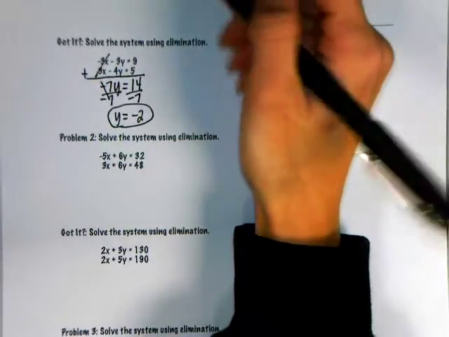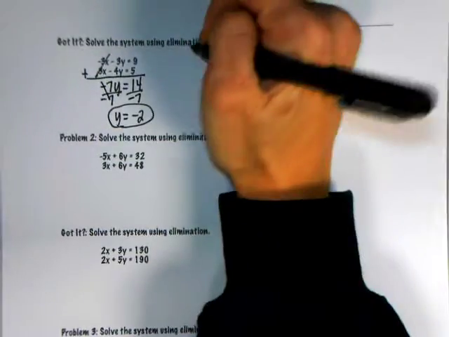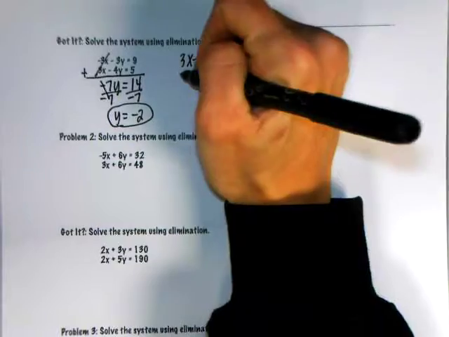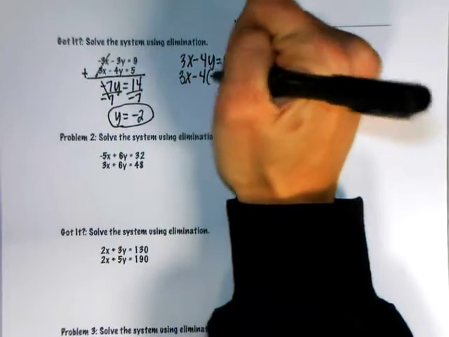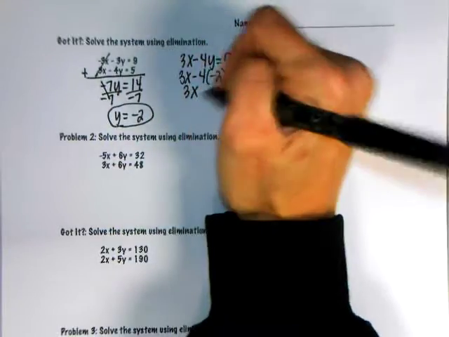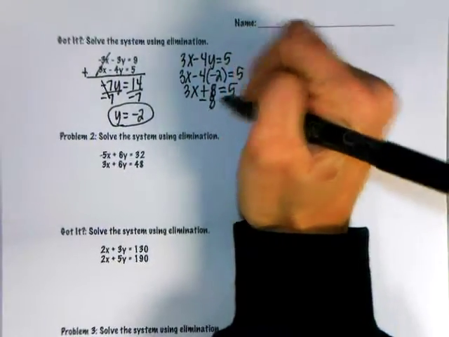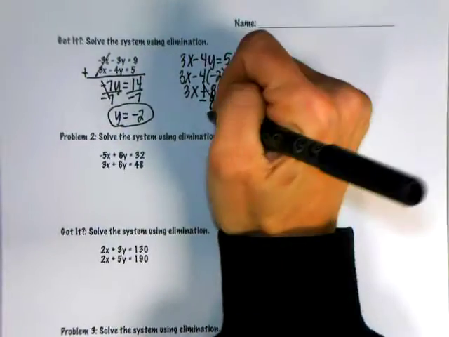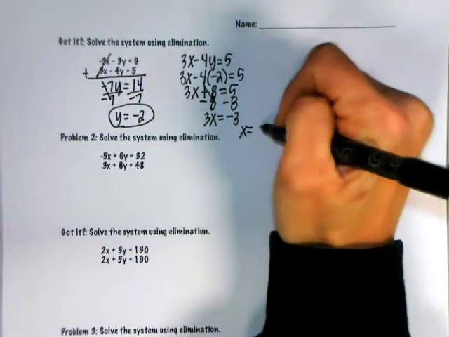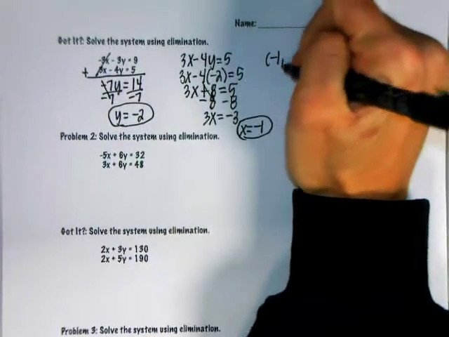Do you guys want to do the top one or the bottom one? Bottom? Okay. 3x minus 4y equals 5. 3x minus 4 times negative 2 equals 5. What's negative 4 times negative 2? 8. And then minus 8. So you have 3x equals negative 3. So what does x equal? Negative 1. So your point should be negative 1, negative 2.